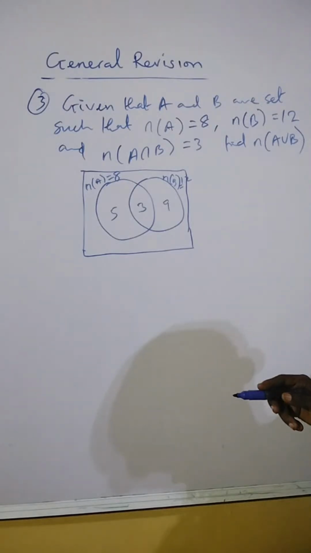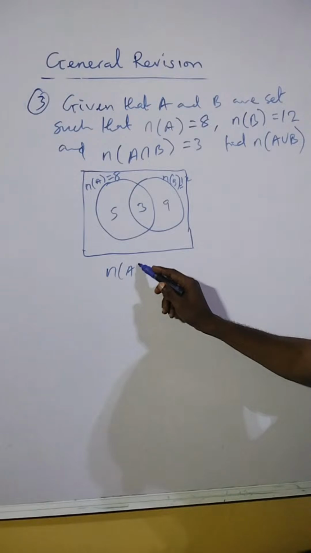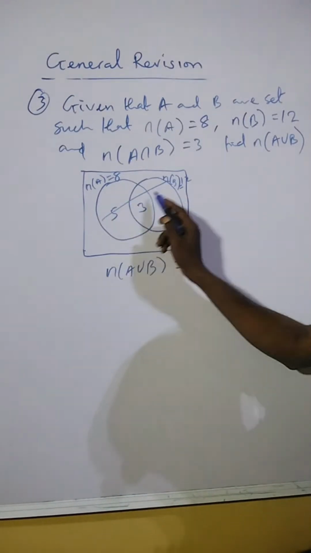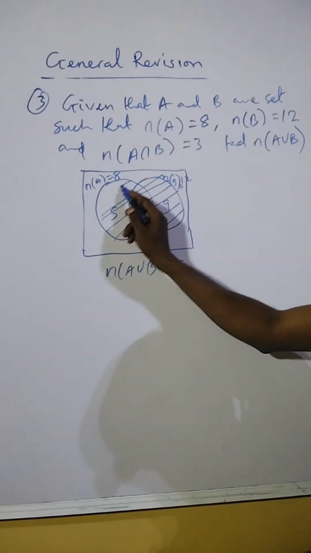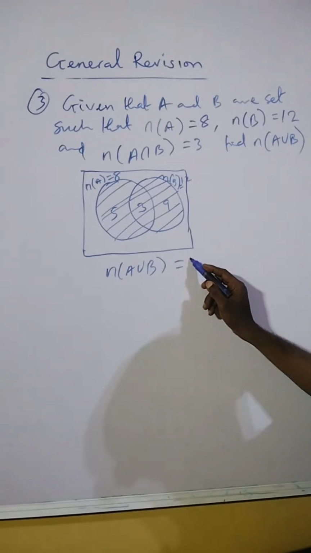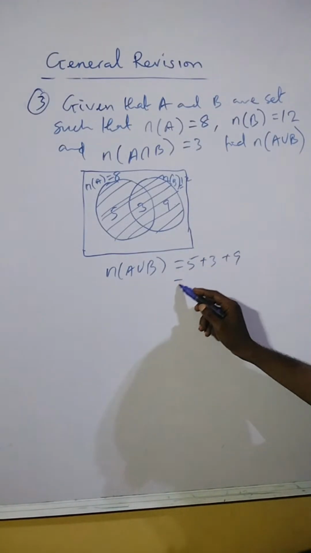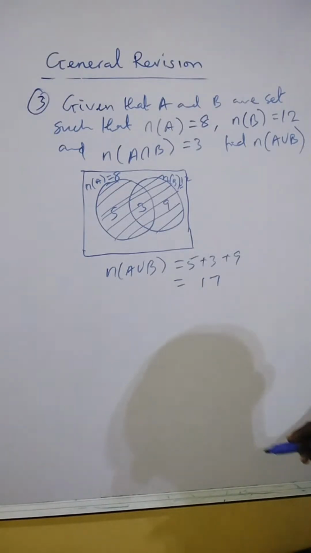Then the number of elements in A union B is easy to get now. Just the addition of these 3 numbers, because the shaded part here means A union B. So that will be 5 plus 3 plus 9, and that will give us 17. So that is that. The number of elements in A union B is 17.